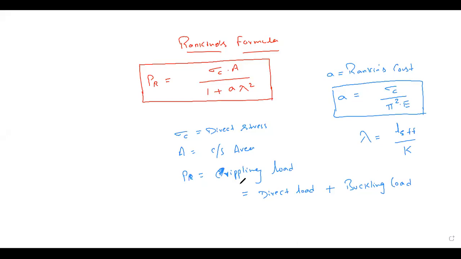Sir, is the Rankine formula used for all three types of columns? Yes, the Rankine formula can be used for any kind of column. Practically there will be intermediate columns mostly. Practically speaking, you can't find any short columns in buildings, and practically you can't find even long columns which are more slender.